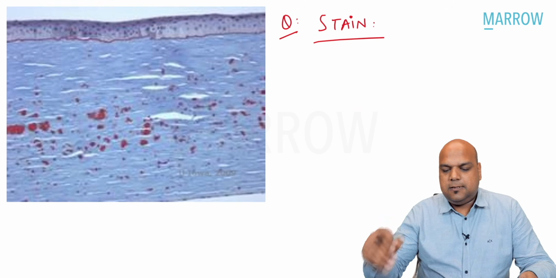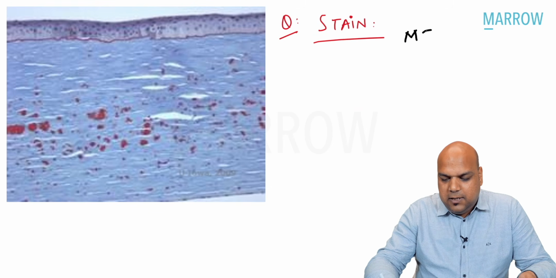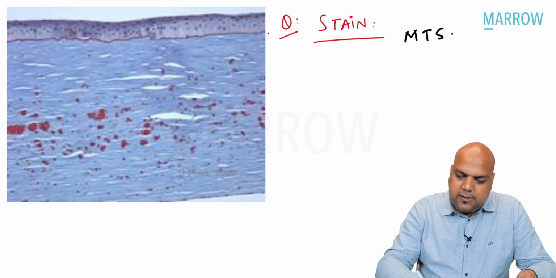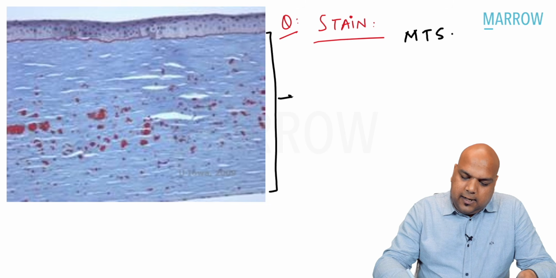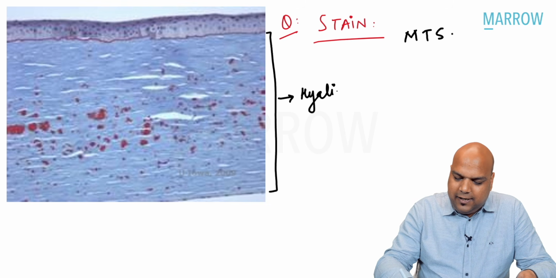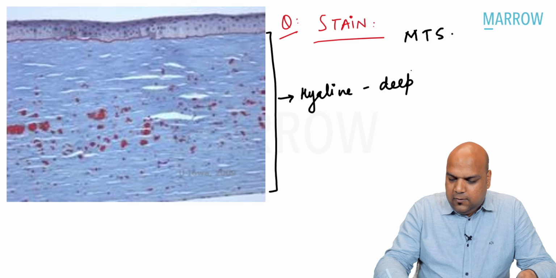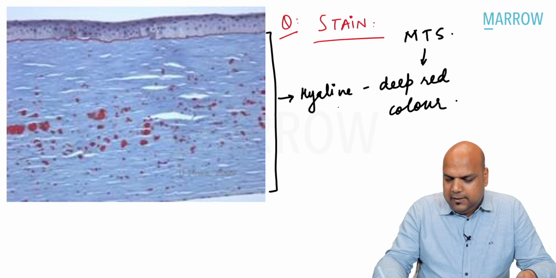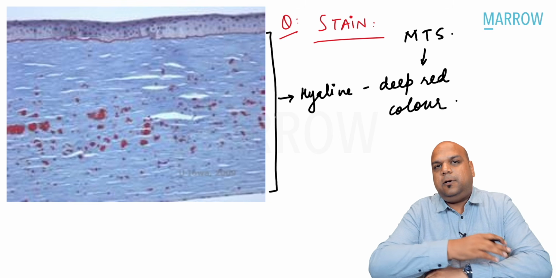And this is which stain? That's the question. Masson trichrome stain. This is the cornea, this is the corneal stroma, and hyaline is deep red in color. On Masson trichrome stain, hyaline is deep red in color. So these are all the hyaline deposits that you are able to see.